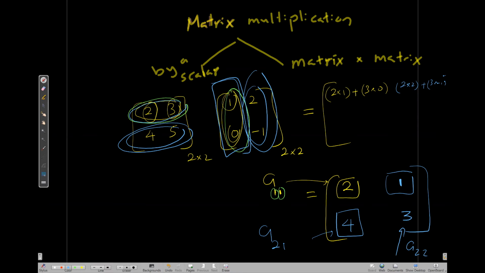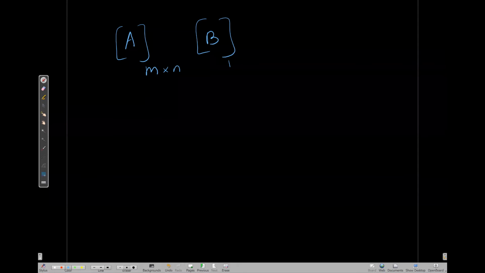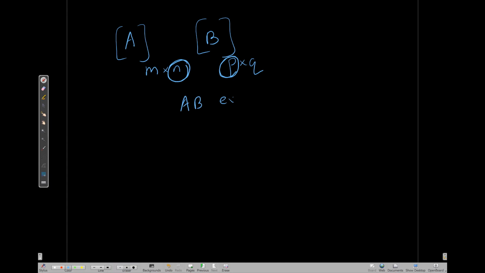Now, let me write down the general rule. The matrix A, let's say M by N, and B, let's say P by Q. You can multiply if and only if N and P are the same. A times B exists if N is the same as P. Let's see an example, then you will understand.